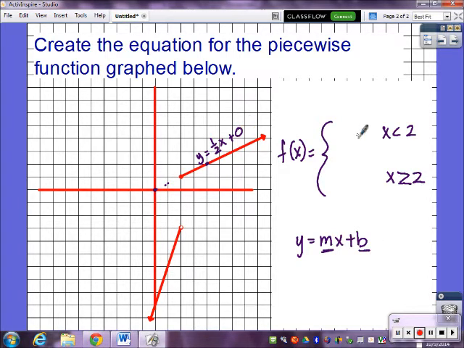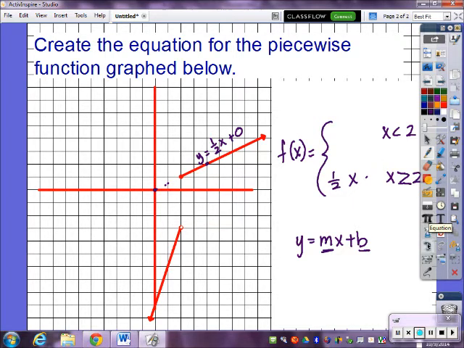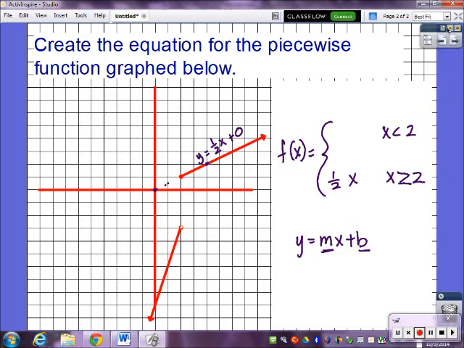Now, the question is, which one do I put this down for? X is less than 2 or x is greater than or equal to 2? Well, it's on this line, which extends in the positive direction, which is getting greater than 2. So it goes with x is greater than or equal to 2. And we could write plus 0 here, but it's always understood to be there if you don't write it. So I'm just going to leave it as 1/2 x.